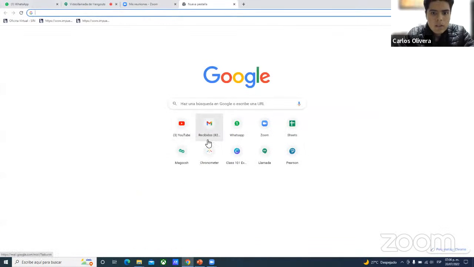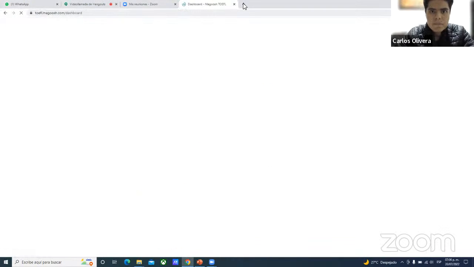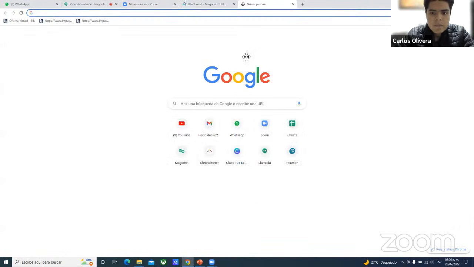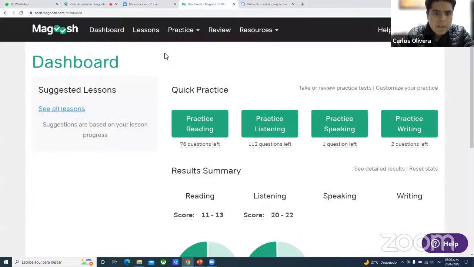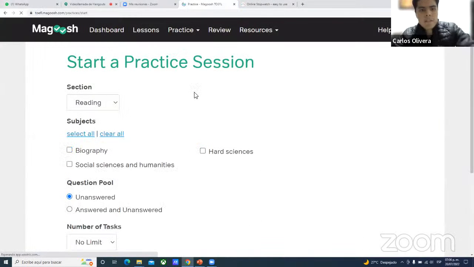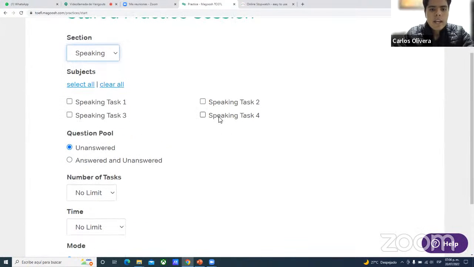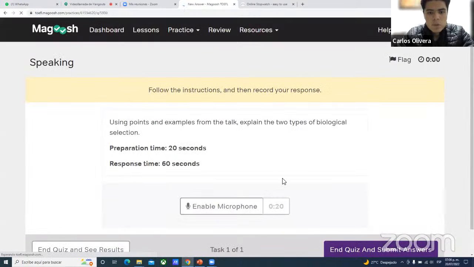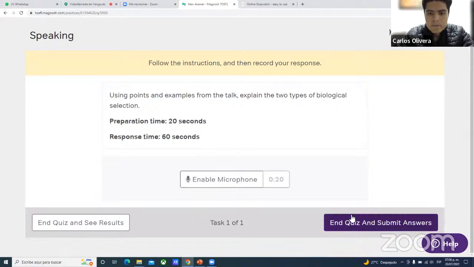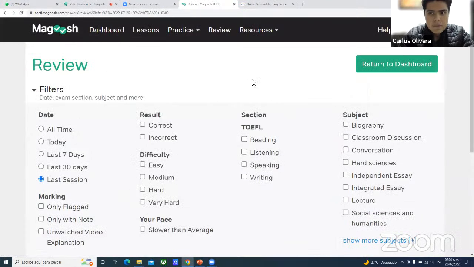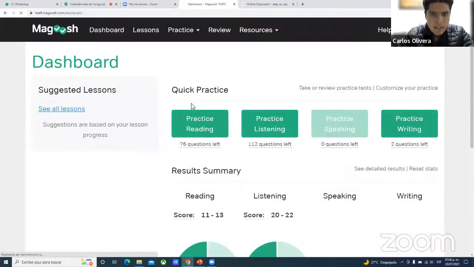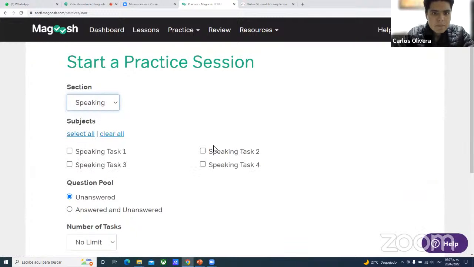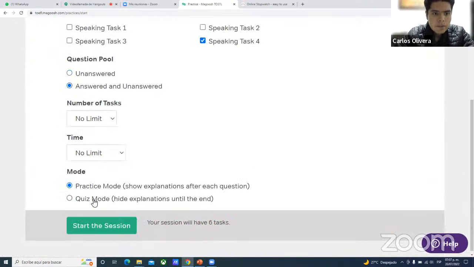Okay, let's go. I'm going to share my screen with you, and you're going to be able to see this. Okay, let's open the Gush. So it's our tradition. And also, here's this chronometer. As you may remember, we are in the fourth task of the speaking section. So let's select speaking task number 4. Okay, let's go. Quiz mode. Wonderful. Turn to dashboard. Again, speaking for answer in quiz mode.